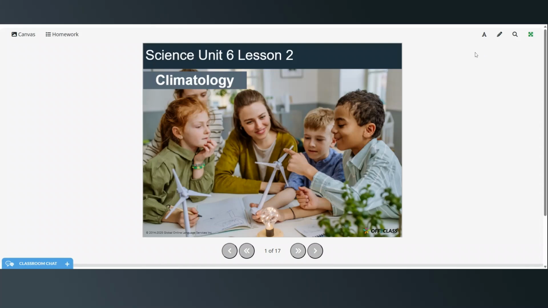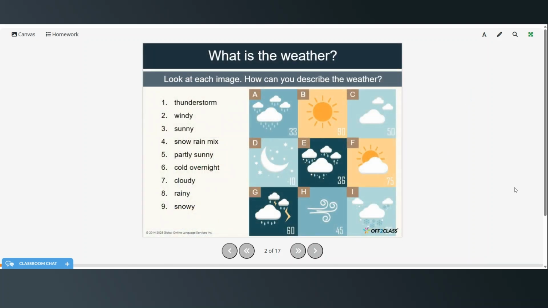This is a B1 level science lesson, and today we're going to be talking about climatology. So look at each image and see if you can match it with the weather word on the left. You can take a few minutes to try that on your own and then restart when you're ready to check your answers.